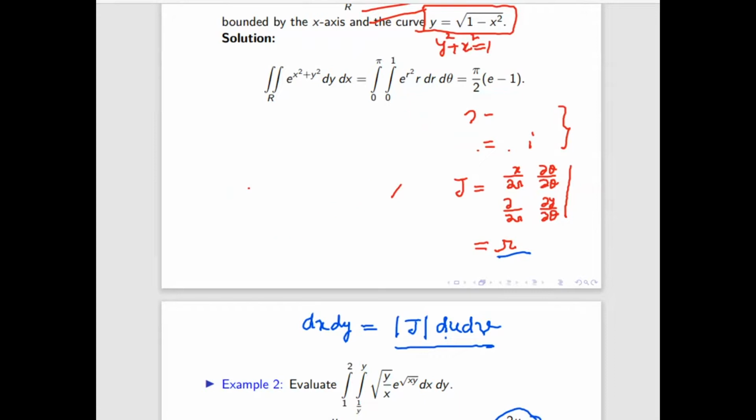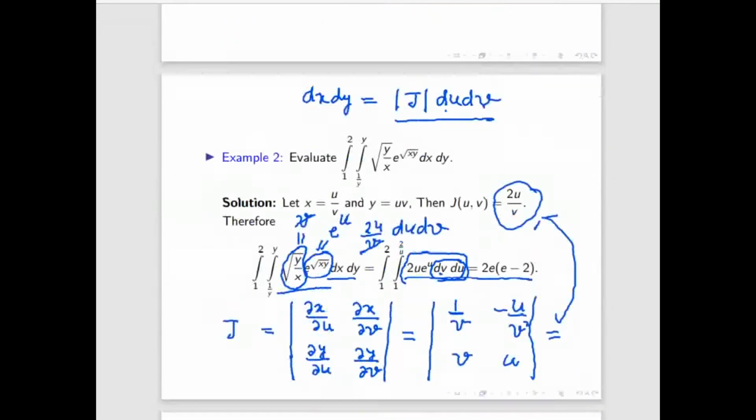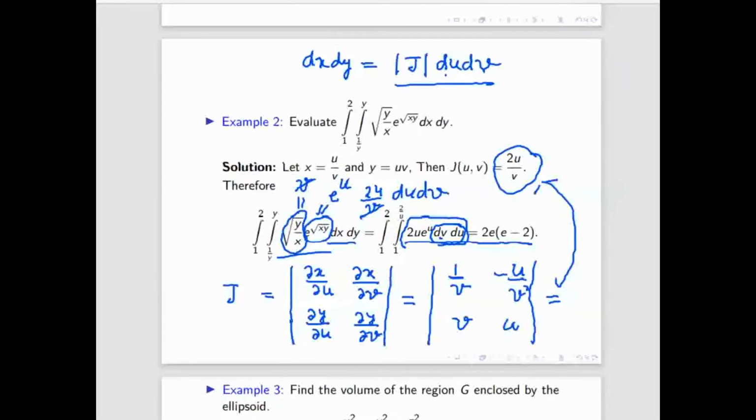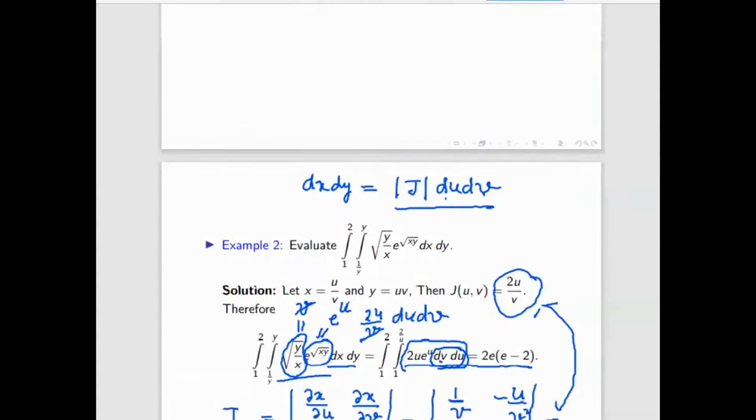So first I will draw the picture in UV plane, and then we will find the limits. So here, what is the limit of x? X limit is starting from 1 by y, it is going to y. So I am writing those things.